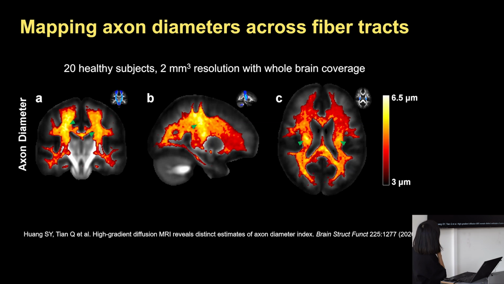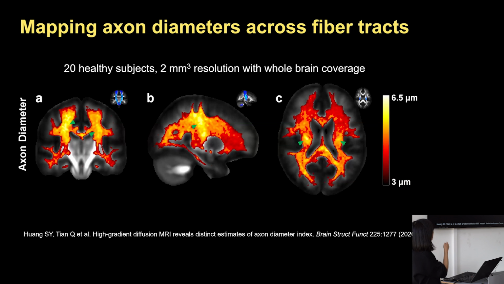Here I'm showing axonal diameter maps that we've averaged over 20 healthy individuals scanned on the Connectome scanner. As you average over multiple subjects, you can start to see some really striking patterns of axonal diameter within the human brain. For example, that green triangle that you're seeing in the middle panel points at a very large fiber pathway. These correspond to fibers in the corticospinal tracts.